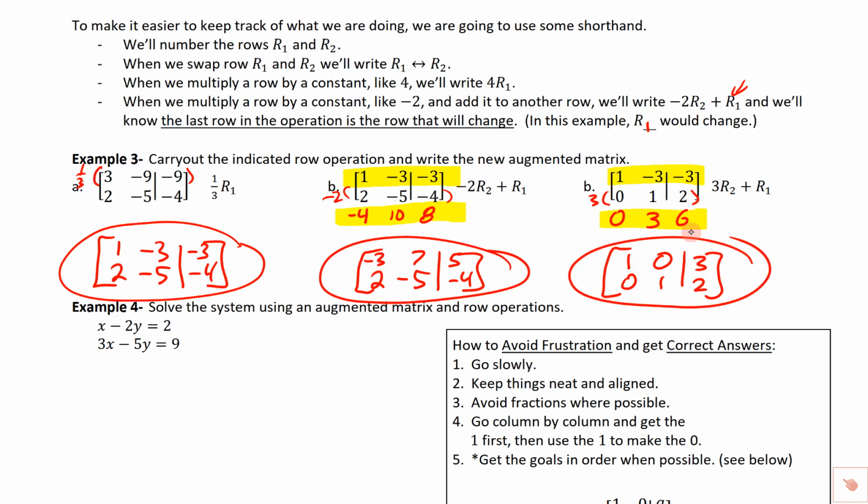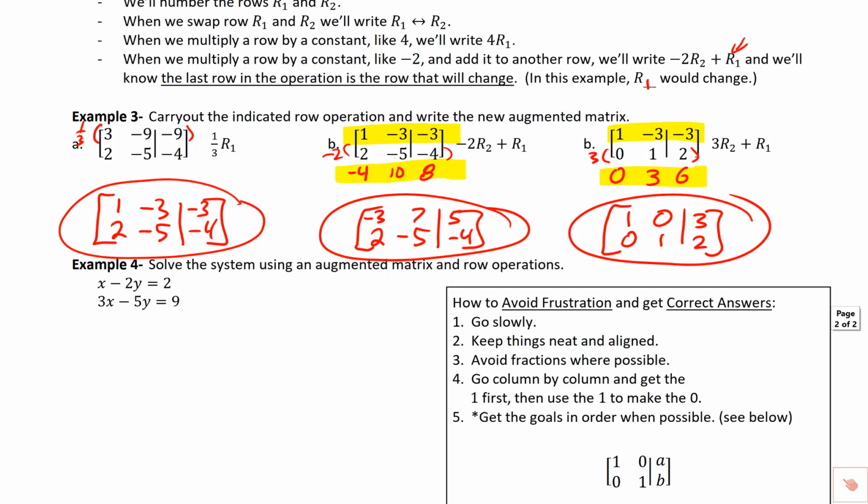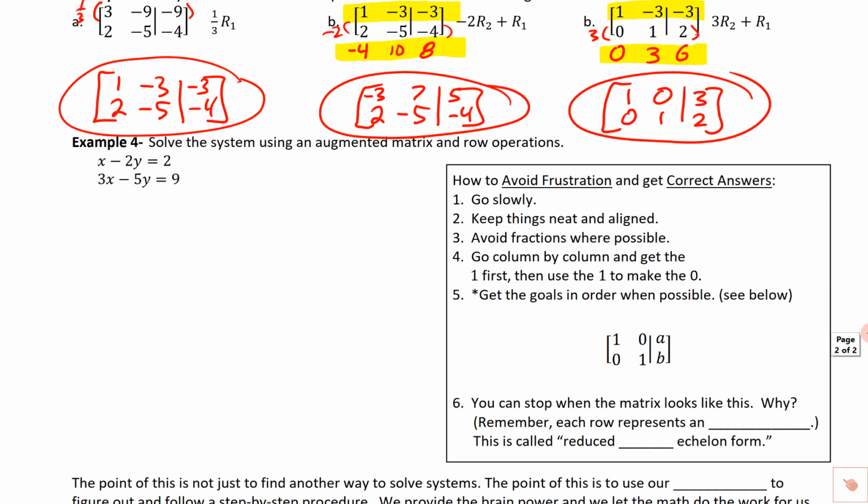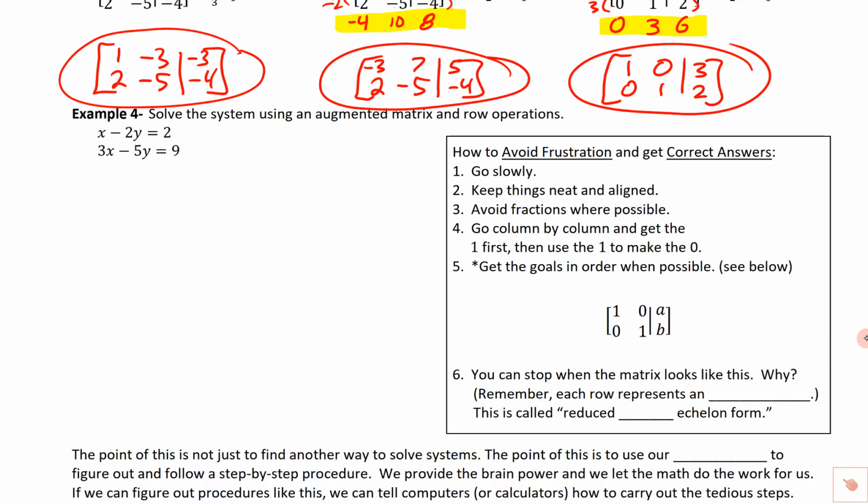Now that seems kind of silly, like we're just playing a game with numbers, but I'm going to show you how this actually comes to our advantage when we're solving systems of equations. So on example 4, it says solve the system using an augmented matrix and row operations. So we're going to rewrite this as an augmented matrix. So I'm going to take the system of equations, and here's what the matrix does for us.